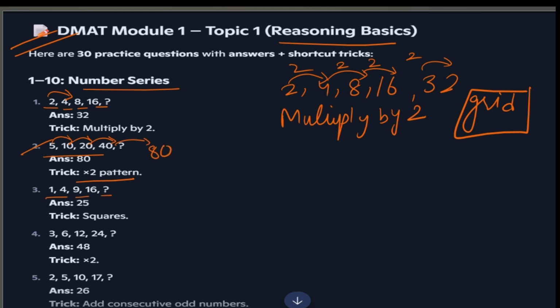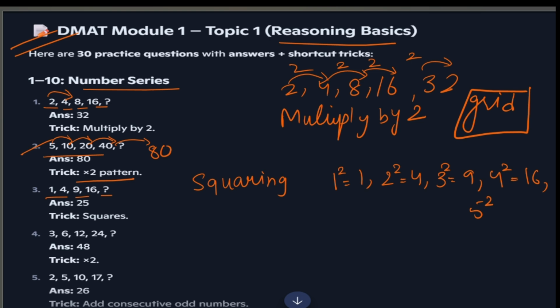1, 4, 9, 16. Here the rule that we are following is squaring. 1 square is equal to 1, 2 square is equal to 4, 3 square is equal to 9, 4 square is equal to 16. Then the next would be 5 square is equal to 25. Squares rule that we are following. 3, 6, 12, 24. So 3 multiplied by 2 is 6, 6 multiplied by 2 is 12, 12 multiplied by 2 is 24, that would be 48. You have to be very quick.